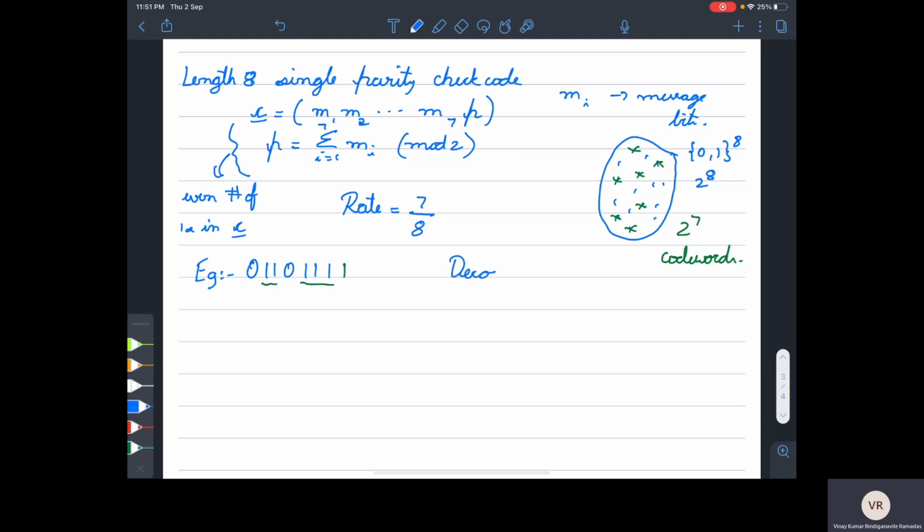Now consider a decoder that can be used in this scenario. The decoder outputs the received code word itself if y has even parity. By even parity, I mean that the number of ones in the received code word is even. Otherwise, it will output an error.